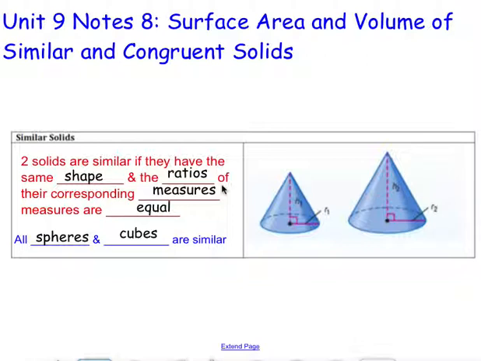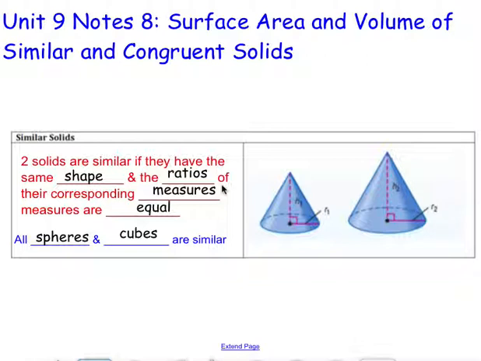So how do we know when two solids are similar? If you want to, you could also just write a list of how you know when they're similar. So two solids are similar if they have the same shape and the ratios of their corresponding measures are equal. So first of all, we need to go cone to cone, rectangular prism to rectangular prism, and so forth. And the ratios of their corresponding measures need to be equal. So the scale factor has to be the same.